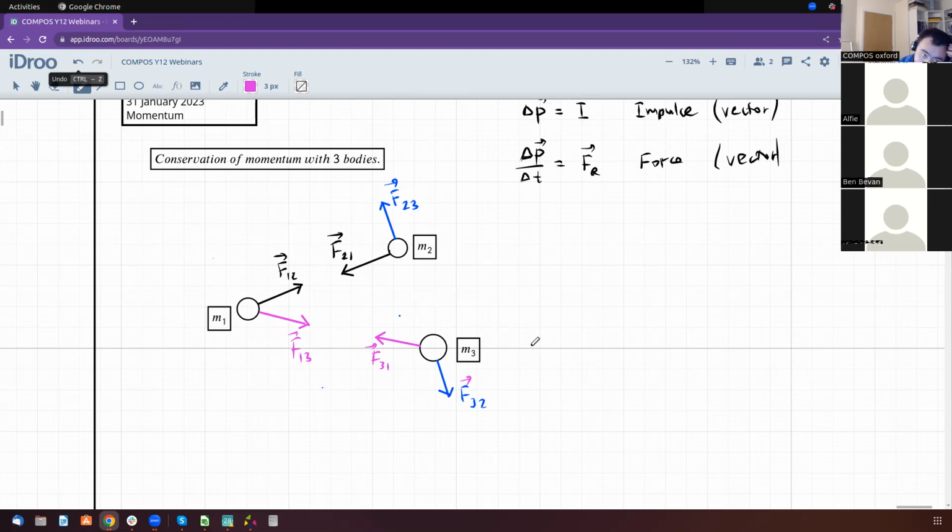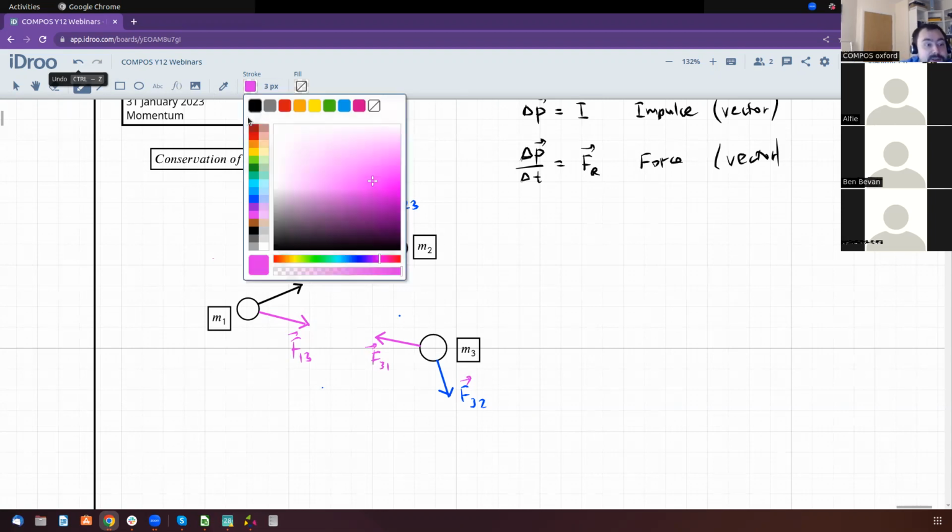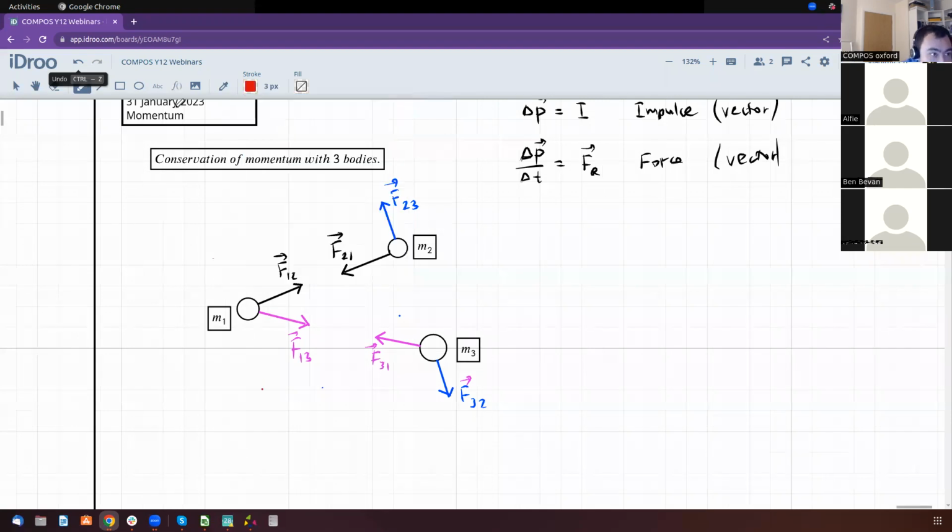Okay. In addition to that, there are 3 external forces. So let's say there's an external force on object 1, there's an external force on object 3, and there's an external force on object 2. So F1 external, F2 external, and F3 external.